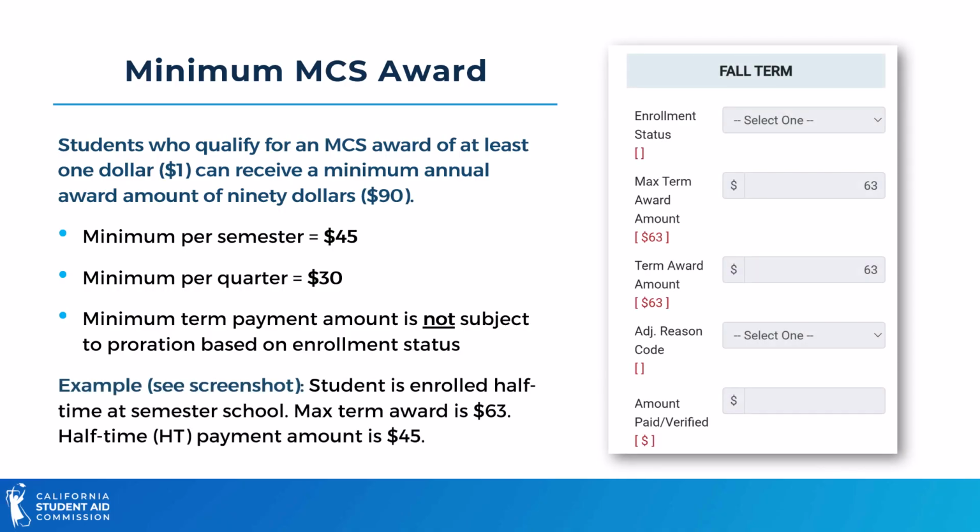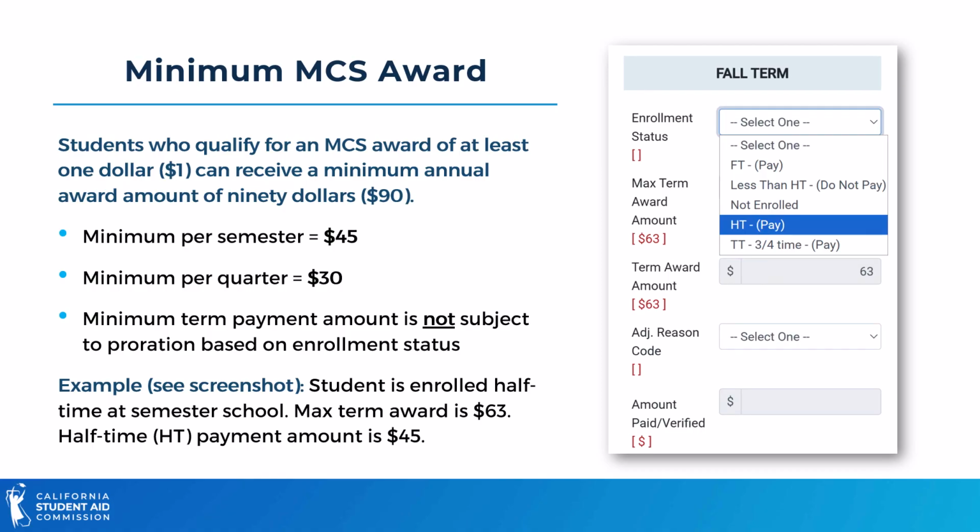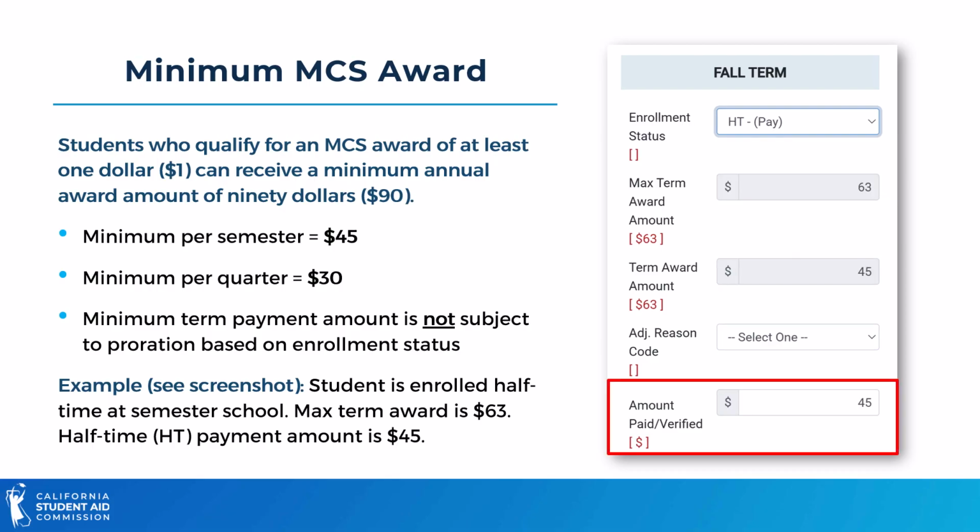For example, this student is enrolled half-time at a semester school. Their maximum term award is $63. However, if prorated based on half-time, their half-time award amount would fall under the minimum threshold of $45 per semester. For that reason, the student is entitled to a payment of $45 even when enrolled half-time. The system will automatically update their award amount to $45.